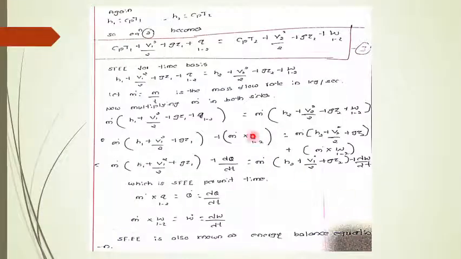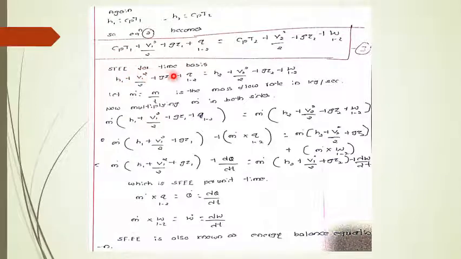Again, we also know that H1 equals Cp into T1 and H2 equals Cp into T2. You have to remember this: enthalpy equals specific heat at constant pressure into temperature, at inlet and at outlet. If you substitute the values of H1 and H2 in equation 2, then the equation becomes like this. Call it equation 3.